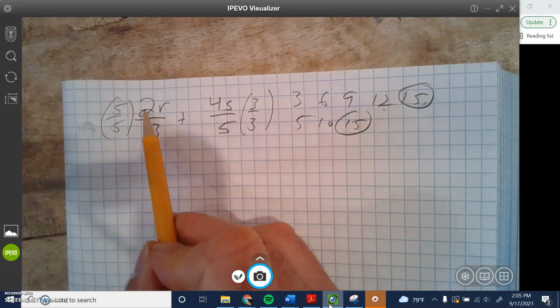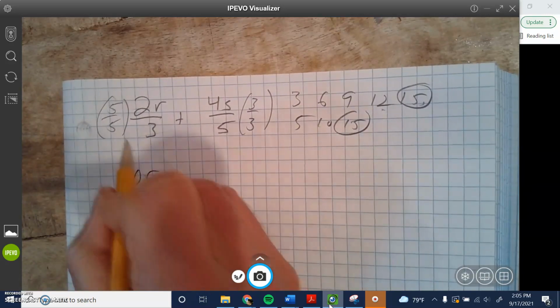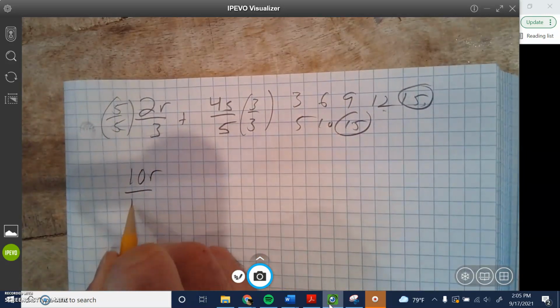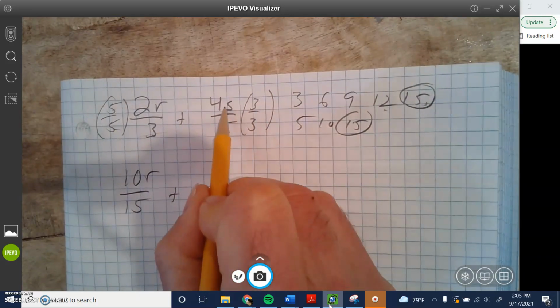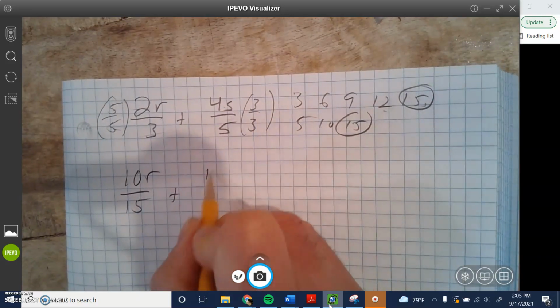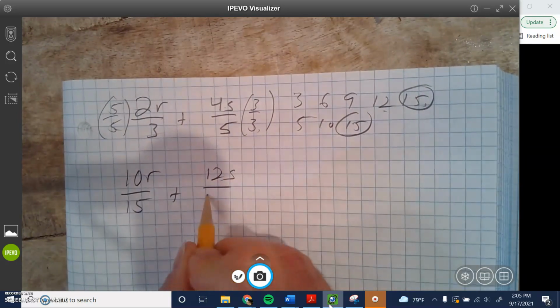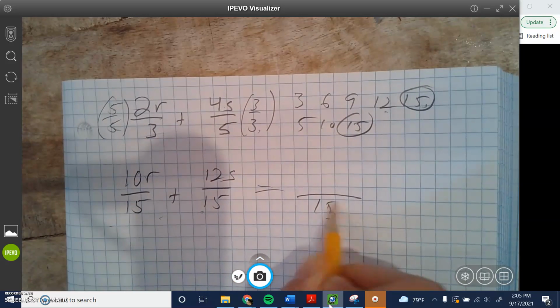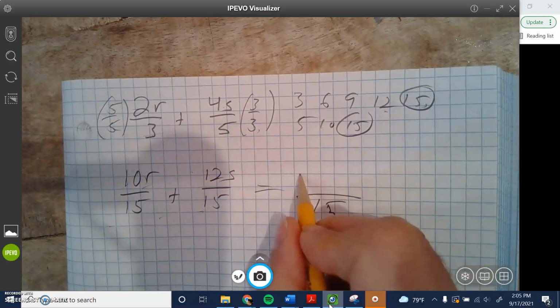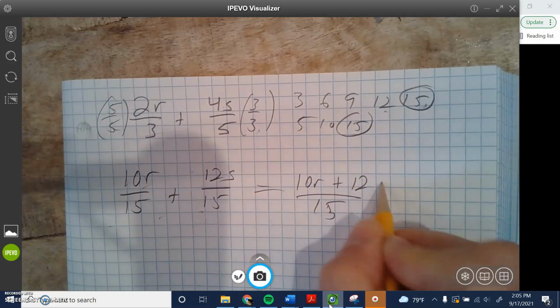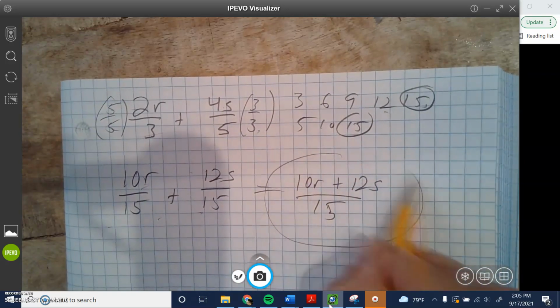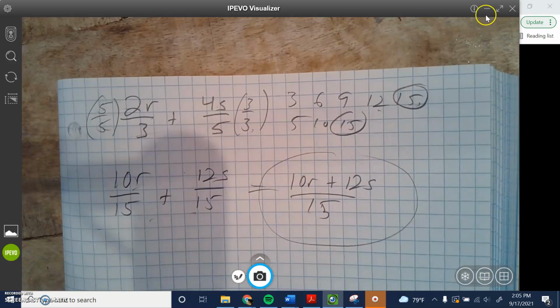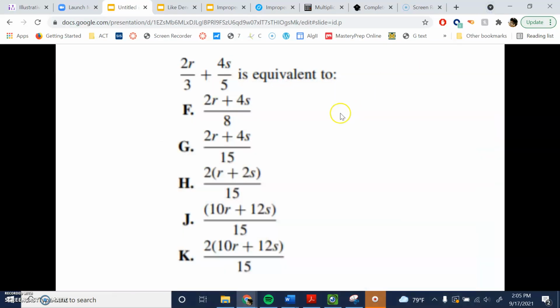5 times 2r is 10r. 5 times 3 is 15. Writing this down if you don't have it. 4s times 3 is 12s. 5 times 3 is 15. There you go. Same denominator, so I slide it over. These are not like terms, so I just keep them apart. 10r plus 12s over 15. There you go. J. Got it. Cool. Good work, everybody.